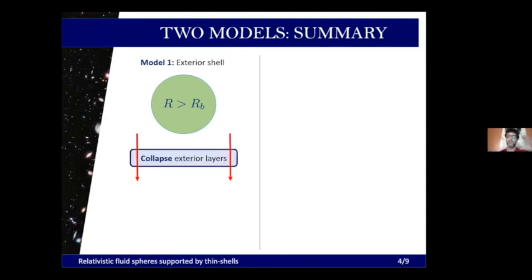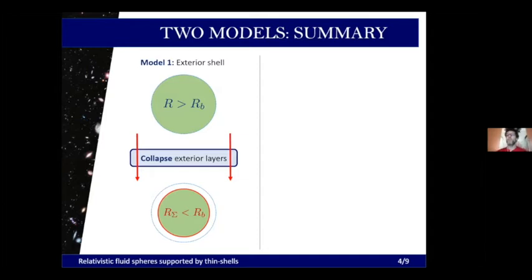And then what we do is to collapse the exterior layers of the star into a thin shell. In the end, we obtain a star that has a radius smaller than the Buchdahl radius, but it still does not have a singularity because we guaranteed to start from a star that does not have a singularity inside. So this is going to be our model number one. Instead of having just a sphere in vacuum, we have a sphere surrounded by a shell in vacuum. That's model number one.